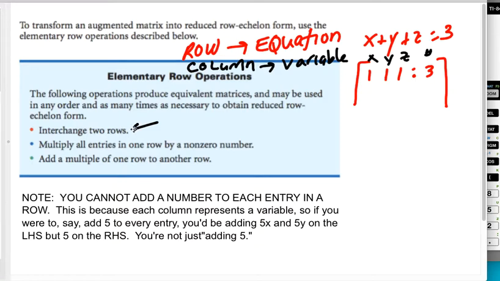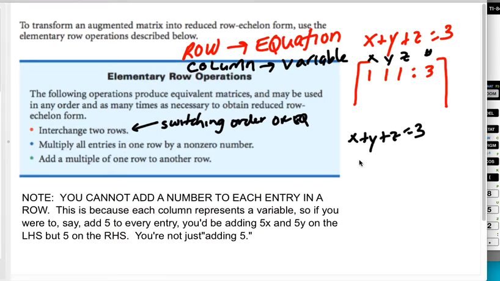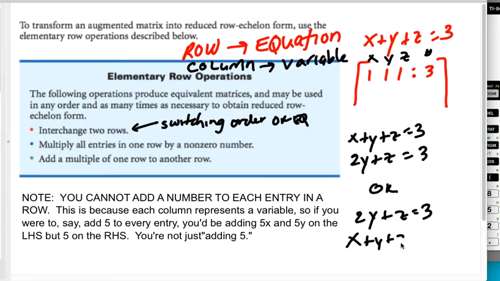Well, that makes sense because that's the same as switching the order the equations are written, right? That's just switching the order of the equations, right? It doesn't matter if I write x plus y plus z equals 3 on top of, I think I did something like 2y plus z maybe equals 3. Doesn't matter if I write them that way or if I write them with the 2y plus z on the top and the x plus y plus z on the bottom. It doesn't matter, right? So I can switch the order of the equations. I just switch an entire row.